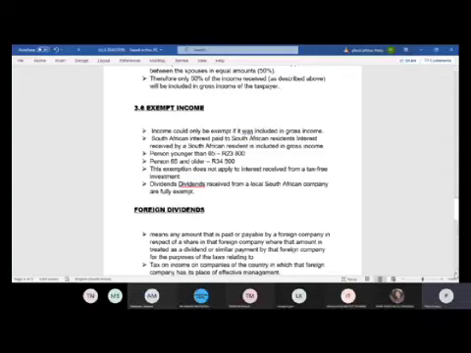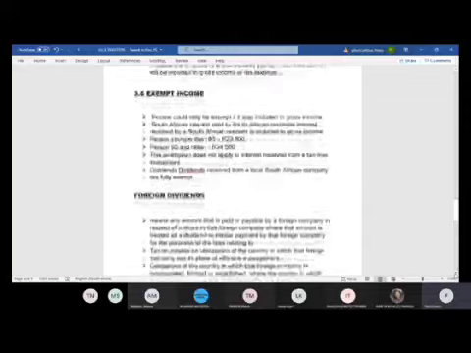Right, the exemption does not apply to interest received from tax-free investments, okay? So there are types of investments when you are investing. There are those that are taxable, and there are those that are tax-free investments. Okay, and it makes sense. I mean, we're dealing with tax here. So the dividends received from a local South African company are fully exempt.